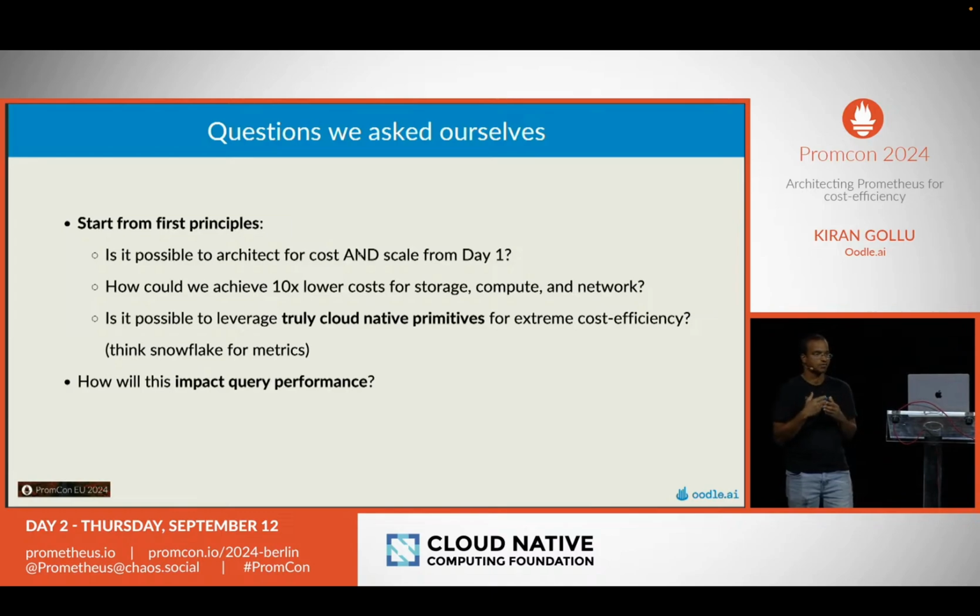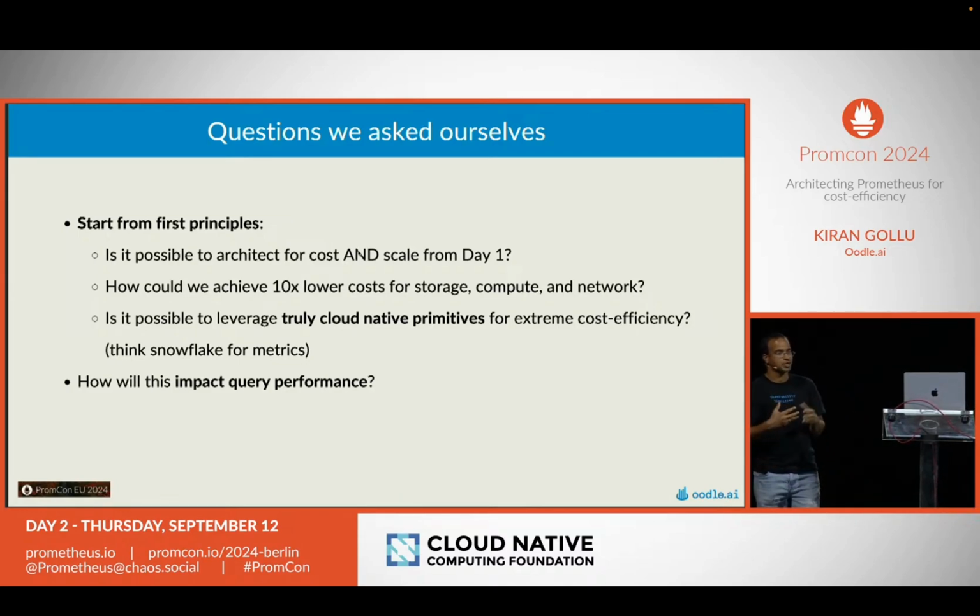If you were to start from first principles, is it possible to architect for cost and scale from day one? So that was the question that we asked ourselves. And also, is it possible to get 10x more efficiency in storage, compute, and network? And also, is it possible to leverage truly cloud-native primitives, much like what we saw in Snowflake and Databricks worlds in the data warehousing space? And we're also curious about how this will impact the query performance as well.